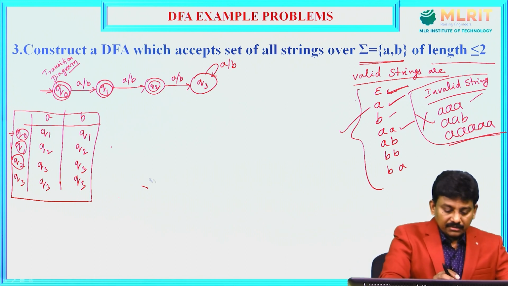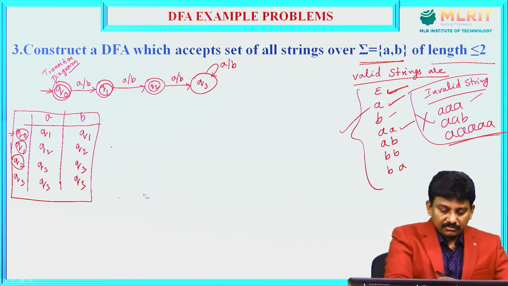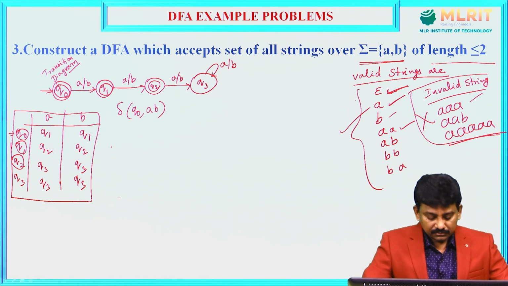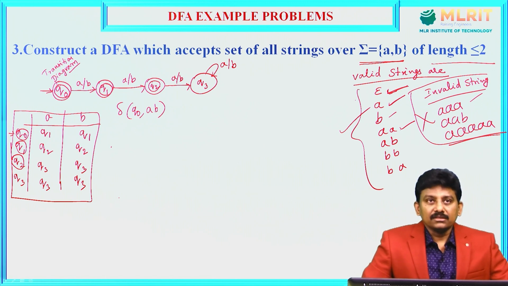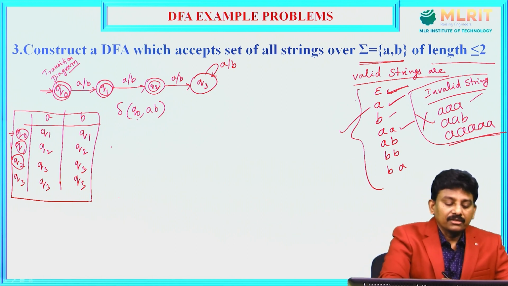Then we will take one valid string first. That means delta of A, that is string processing, delta of A comma AB. Q0 is the initial state, Q0 comma AB. AB is a string of length 2, a valid string, and Q0 is the initial state. Delta is a transition function applying on Q0 and A, the first symbol is A.